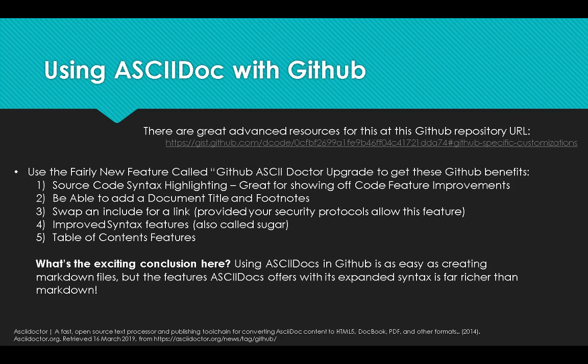There's a feature that if your security protocols will allow, where you can swap an include for a link, which I thought was cool. Also, improved syntax features or sugar that you can add that really add a lot of pizzazz that will make AsciiDoc a superior solution for writing documentation in GitHub, so much better than Markdown. And of course, it has some expanded or enhanced table of contents features. So the exciting conclusion here is that yes, using AsciiDocs in GitHub is as easy as creating Markdown files, but the features AsciiDoc offers with its expanded syntax is far richer than Markdown.